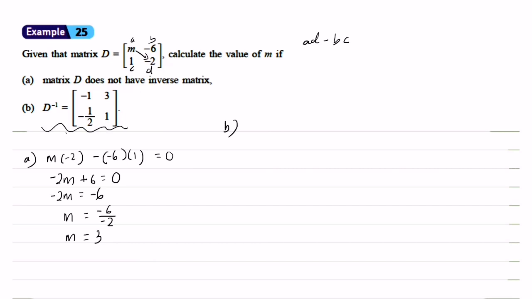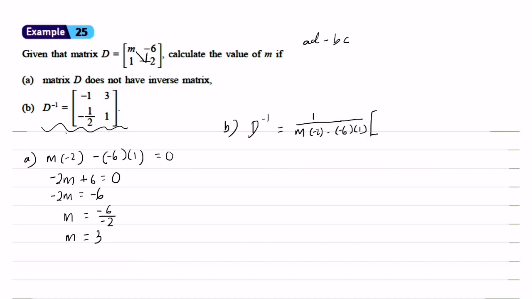Okay, so what is the formula for the inverse matrix? Still remember? 1 over AD minus BC. So just follow the arrow here. AD minus BC.